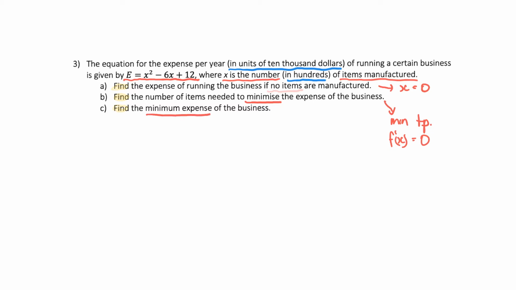The next one says find the minimum expense for running the business. So all this means is, like before, when we found the y value of our minimum and maximum turning points, all we're going to do is substitute the answer from part B back into that original function. So that's the easy endpoint. But please don't forget the tens of thousands of dollars. All right, let's go and do some working out.